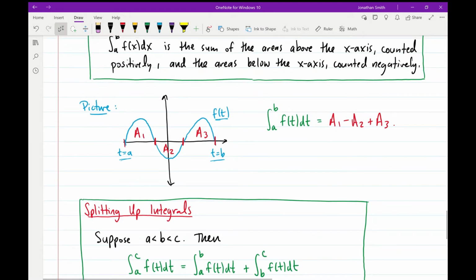And in this case, the definite integral over the entire interval from t equals a to t equals b is going to be equal to the first area, A1, minus the second area, A2, which is taken away, plus A3, which is positive because it's area above the x-axis. So whenever we have area below the x-axis, we subtract it to get the definite integral, and when it's above the x-axis, we add it when calculating the definite integral.